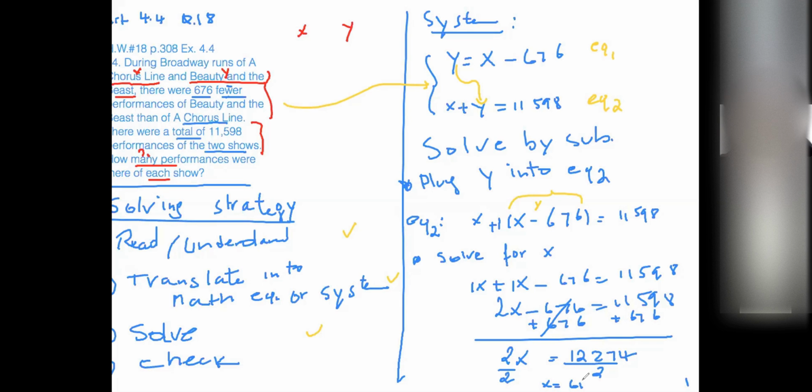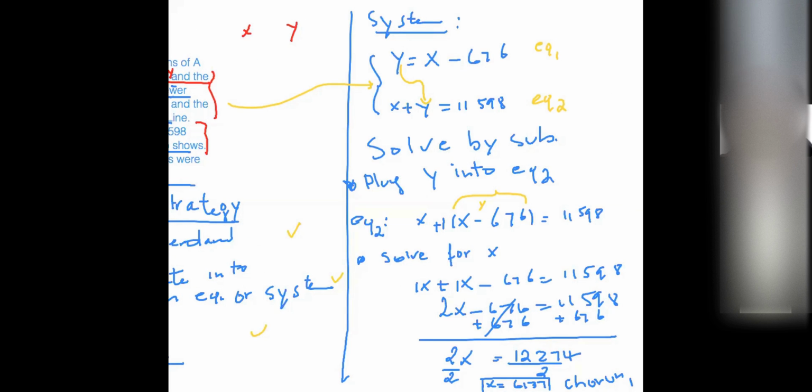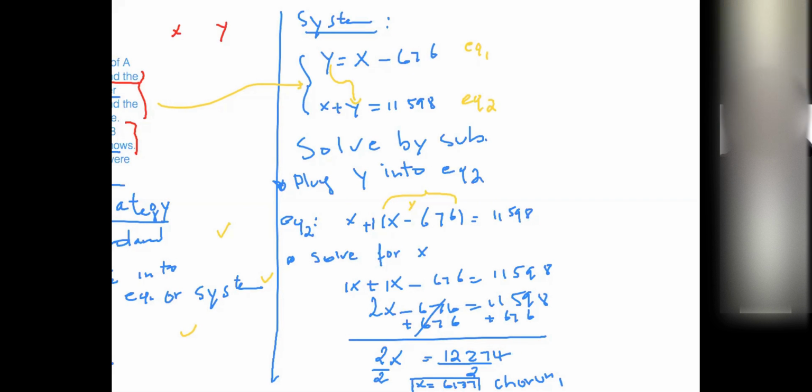6,137. That's right. So that's x. What does x represent again? The number of what? The number of shows. Which show specifically? It's the A Chorus Line. That's right, for the first one, the Chorus Line. So this is the number of times the Chorus Line was performed. Now, are we done solving? No, we're going to solve for y. Still not done yet, so we have to solve for y.